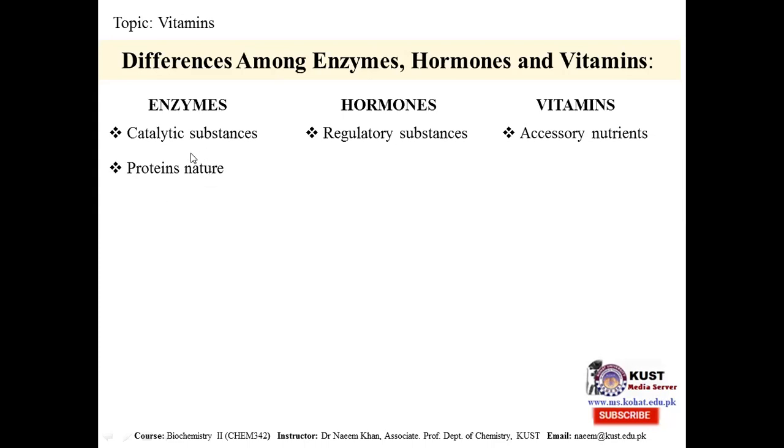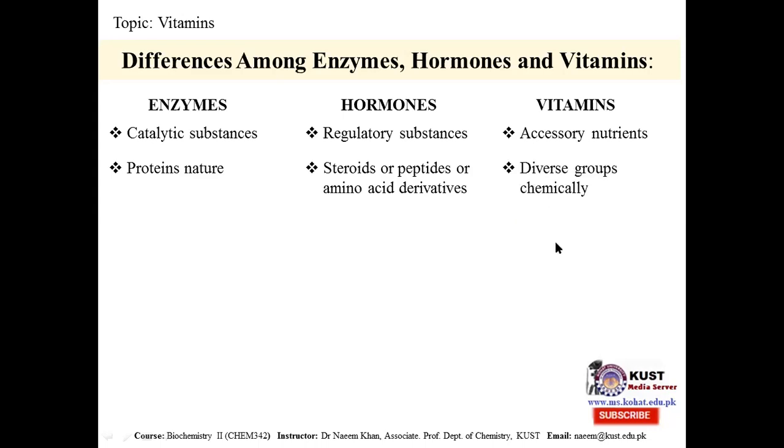The bulk of an enzyme is made up of protein, so enzymes are proteinous in nature. Hormones may be steroids, peptides, or amino acid derivatives. They do not have a specific nature. And vitamins are very diverse. You cannot put them in a specific class, sometimes one type, sometimes another. So they are neither protein, nor peptide, nor amino acid. They are diverse things, sometimes lipid derivatives, sometimes amino acid derivatives, etc. So vitamins do not belong to a specific chemical class.